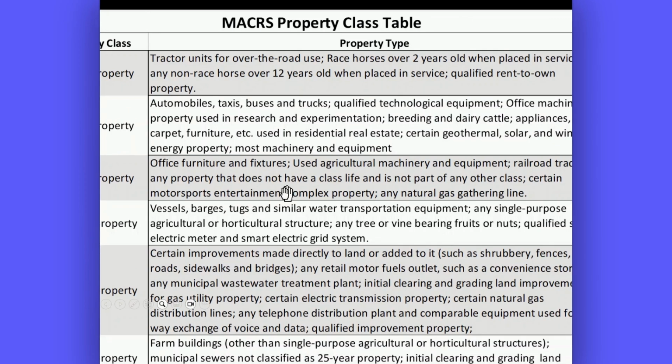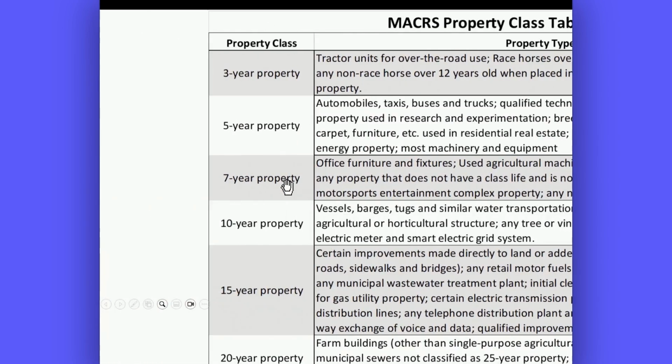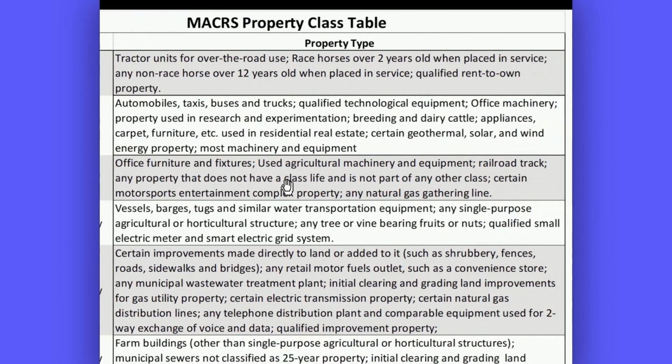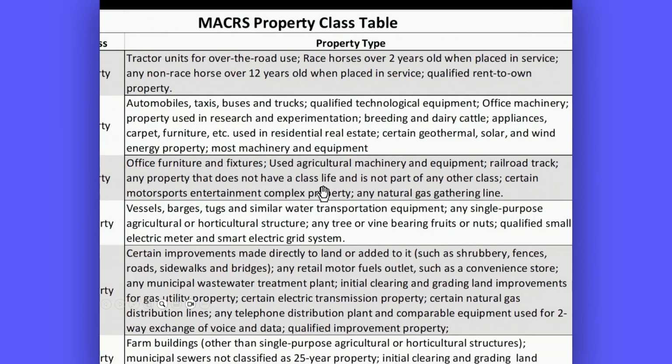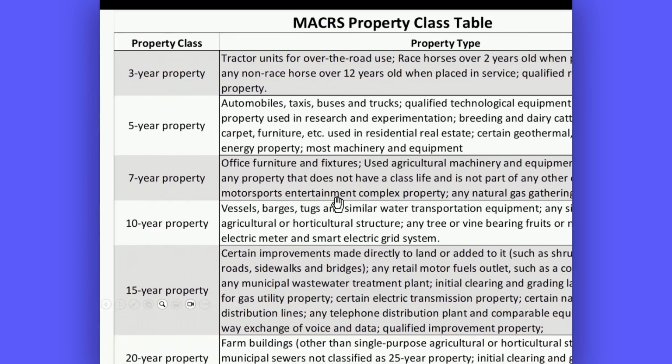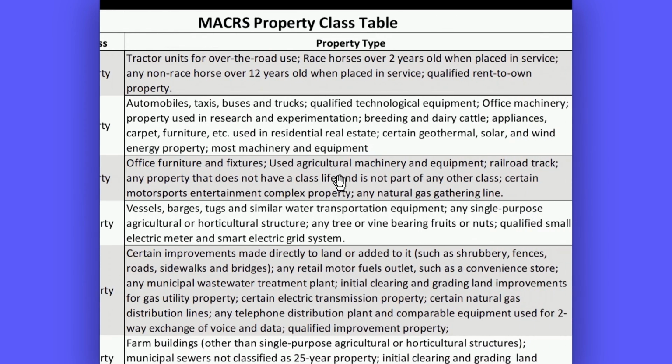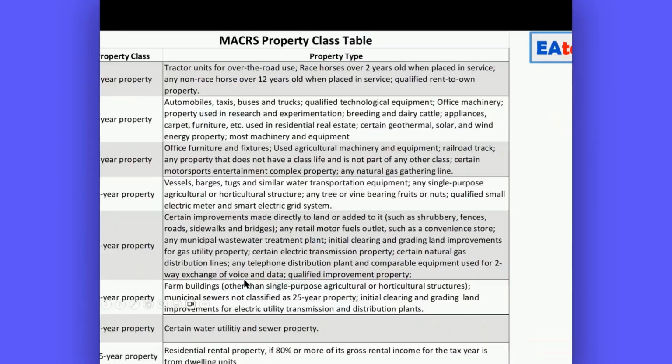Now I want to focus in on this. This is 7-year property, and notice what it says. Any property that does not have a class life and is not part of any other class. So in other words, 7 years is kind of the default if you don't fit into any of the other ones. So if you look through all this chart and you say, oh, I don't see my asset. I don't see it here. So what do you do? You use a 7-year recovery period. That is where it is included. This table, by the way, is right out of that depreciation publication that was listed at the start of the video.